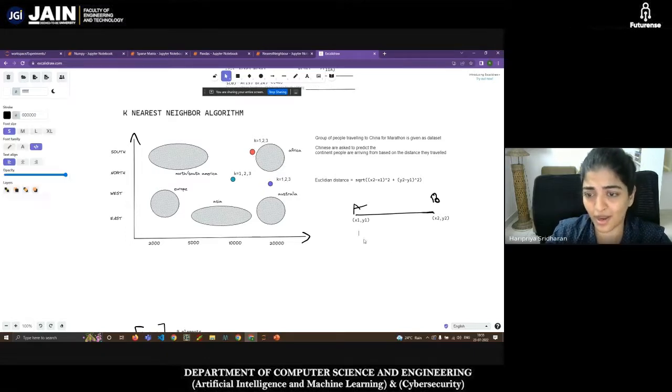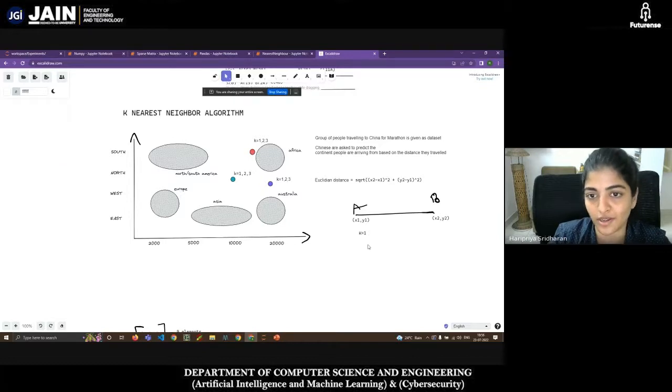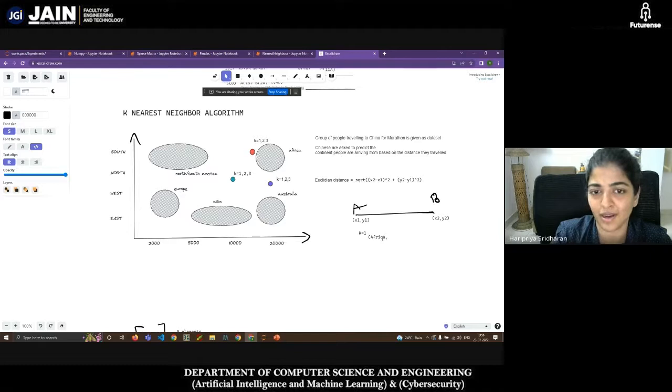So how KNN widely works is this. If the K value is 1, what is the K value? K is the number of nearest neighbors, the nearest points that you are considering. Let's say you are considering Africa. If you consider one nearest point, what are the nearest possible values you have? Africa. North is very far, and Australia is also far. So it is easy to determine this point is from Africa.